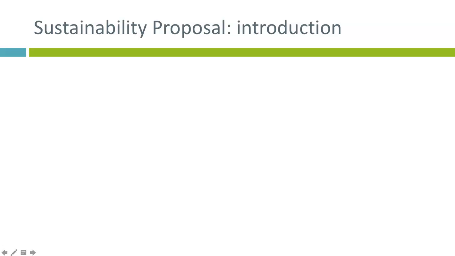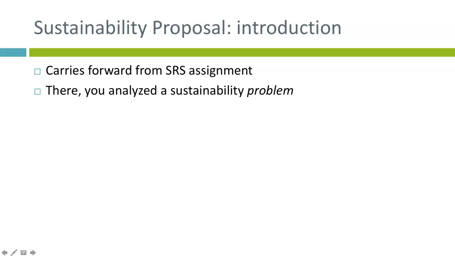Now, let's talk about the sustainability proposal. I want to give you an orientation to it. The sustainability proposal is a nice carry forward from the sustainability research summary, because in the sustainability research summary, we had you choose a sustainability topic that is related to your program or your choice of career, and we had you analyze that sustainability problem. Now, in this assignment, what we're having you do is to focus once again on that problem and propose a solution to it. So that's why we're calling this a sustainability proposal.